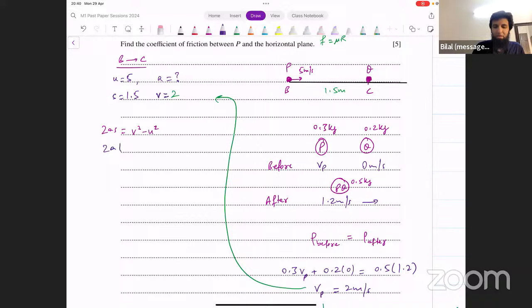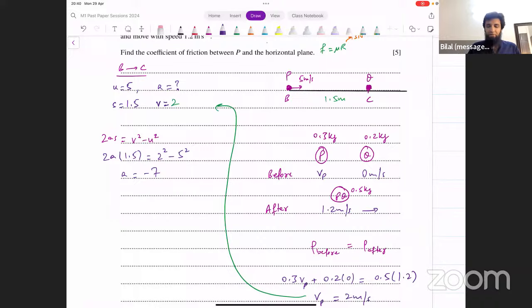2 into a into 1.5 equals v squared, which is 2 squared, minus u squared, which is 5 squared. And you will get a value for acceleration from this. Let's see what that is. 4 minus 25 divided by 3. Acceleration turns out to be negative 7 from this. So from B to C, we know that the value of acceleration is negative 7. Is that okay? Any problem with this? You got the value of acceleration?